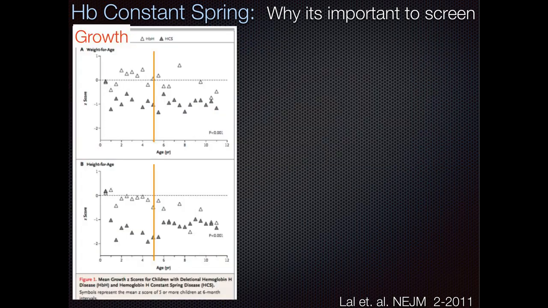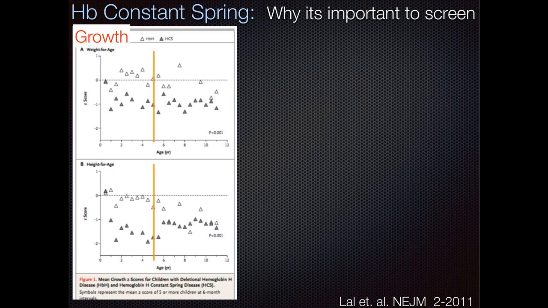And it's comparing regular deletional hemoglobin H with hemoglobin H constant spring. The open triangles are hemoglobin H and the closed are hemoglobin H constant spring. If you look at growth, the top panel is weight. You see hemoglobin H constant spring is much more severe than hemoglobin H, the deletional form. If you look at height, the same thing.